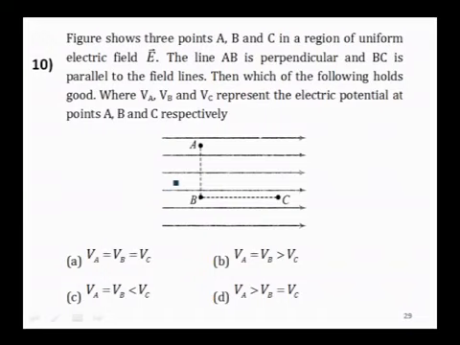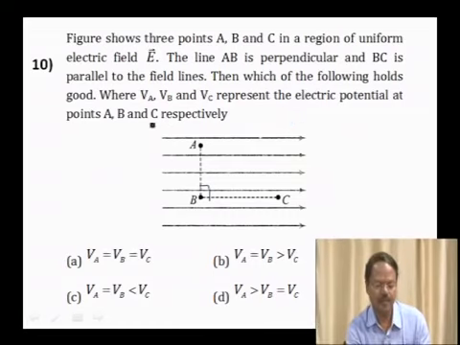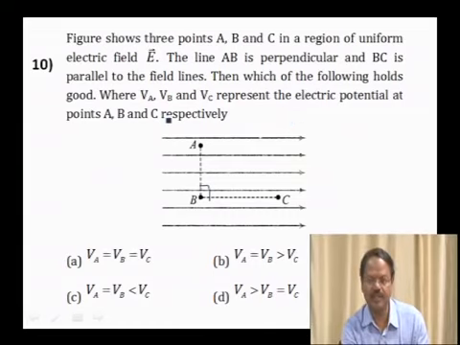Continuing further, we are now discussing the question number 10. Figure shows 3 points A, B, C in a region of uniform electric field E. The line AB is perpendicular to BC, that means this is 90 degree. AB is perpendicular to BC, BC is parallel to the field lines. So that is visible here. Then which of the following holds good, where VA, VB, VC represent electric potential at the points A, B and C respectively.